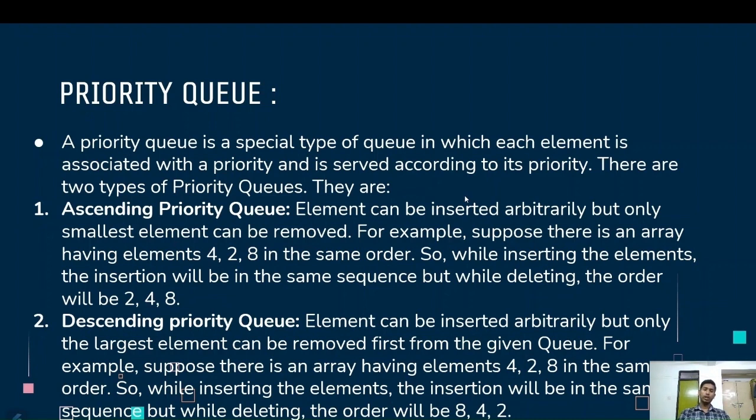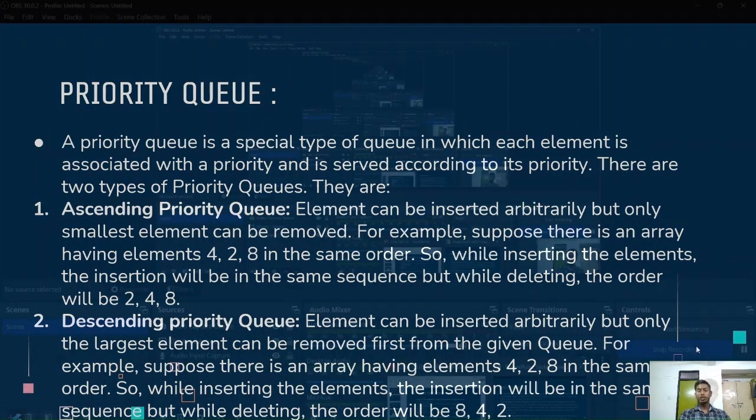And talking about the second type of priority queue, that is descending priority queue. In this also, the same, the element is inserted as it is, but while dequeuing, it means while deletion, the biggest element will be deleted first. Like the array having elements 4, 2, 8, and while deleting the order will be 8, 4, 2, because in descending priority queue the largest or biggest element will be deleted first.